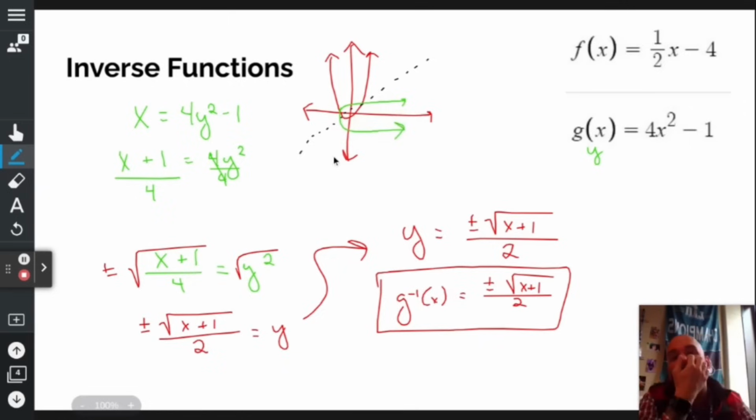Definitely not an exact thing, but if you were to take that black dotted line and fold it over, the two graphs are going to fold onto each other. So that's how you look at an inverse graphically. Can you draw that dotted line there and fold it over? In this case, yes, even though I'm a terrible artist. And if I wanted to find it algebraically, that's how you found it algebraically.